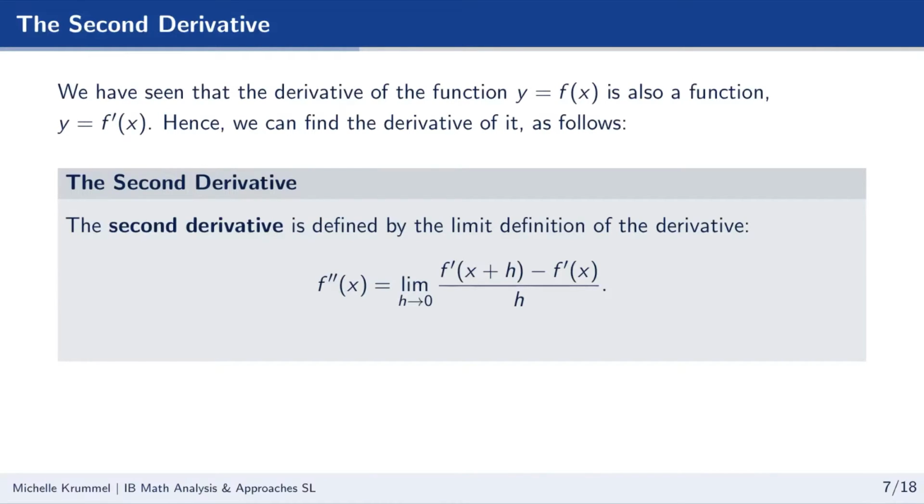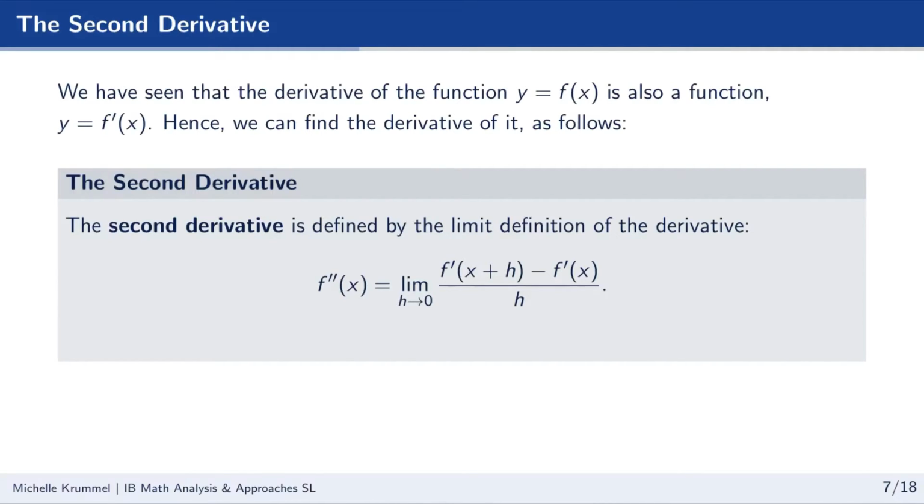So we've seen that the derivative of y equals f of x is also a function, right? We can write it y equals f prime of x. That is a function. Hence, we can find the derivative of it. If it's a function, we can take the derivative of it, potentially. And so how would we take the derivative of the derivative?